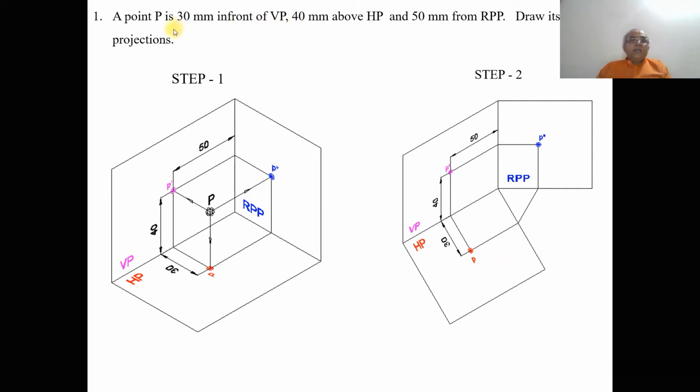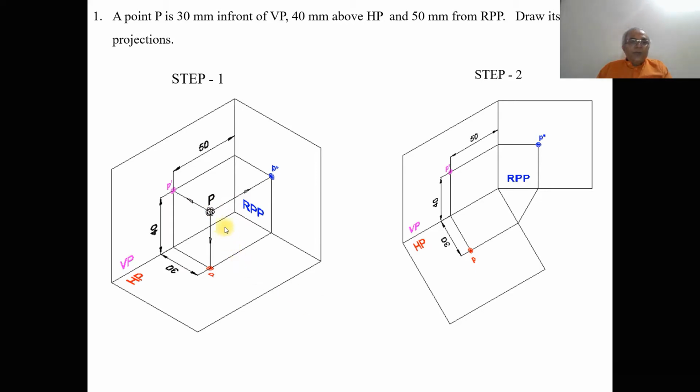When you consider a point capital P in space, this point is 30 mm in front of VP. So this distance is 30 mm in front of VP, and 40 mm above HP. This distance is 40 mm above HP, and also 50 mm in front of RPP. So that distance is this.